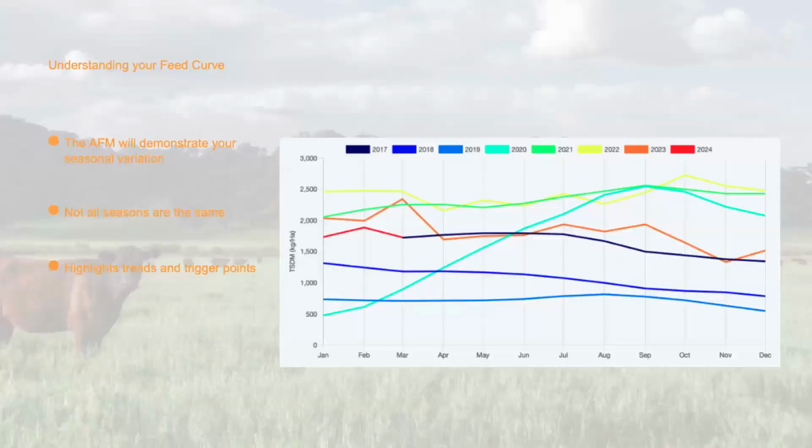So when we look at this particular slide, the colours have changed a little bit on me, but as an example, this is a series of feed curves for a property that I've done some work with on the northwest slopes, just to the west of Gunnedah. And you can see that we can compare over the last 8 years, going back to 2017 when we started the service in March 2017, our month-to-month seasonal comparisons so that you can see what's been happening over that period of time.